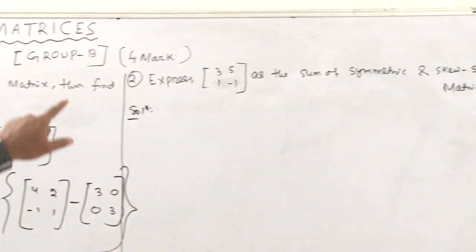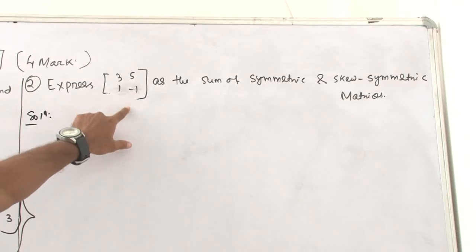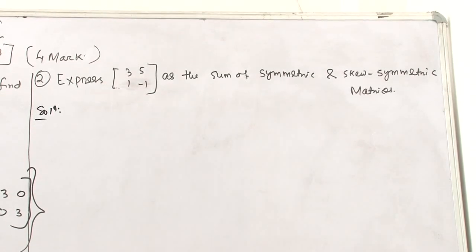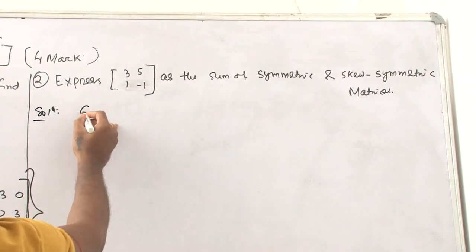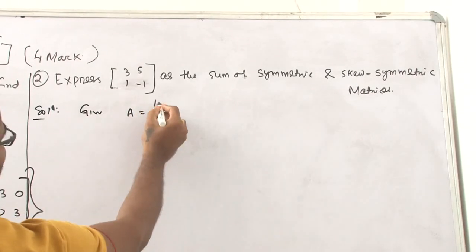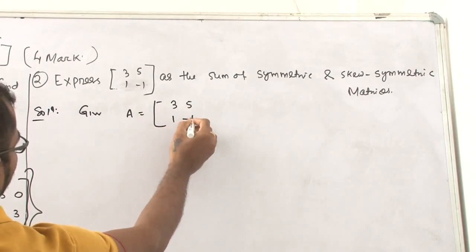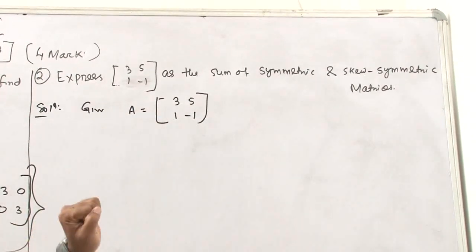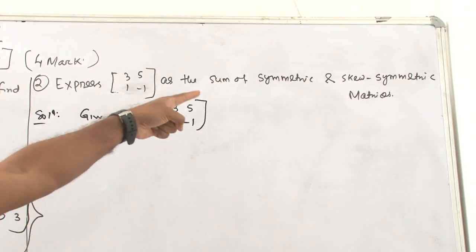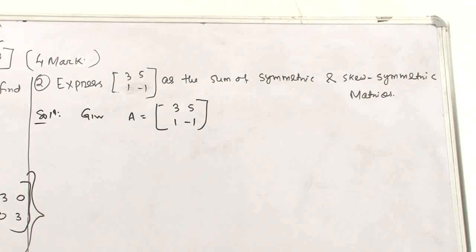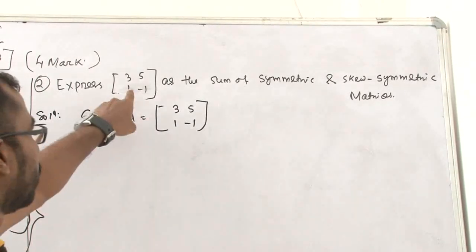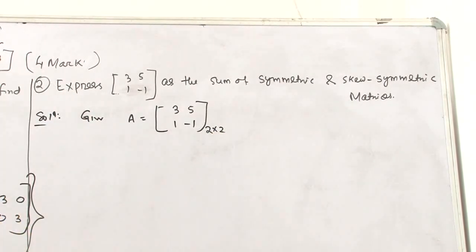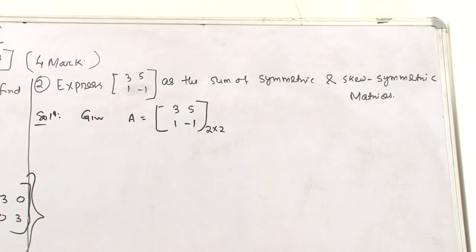Question number 2 is: express the matrix [3, 5; 1, minus 1] as the sum of symmetric and skew symmetric matrices. Now the given matrix is [3, 5; 1, minus 1]. First of all, we have to check whether the given matrix is a square matrix or not. If it is not a square matrix, then you cannot express it as a sum of symmetric and skew symmetric matrices. As it is given, it is a square matrix, that means 2 into 2, so you can express it as a sum of symmetric and skew symmetric matrices.